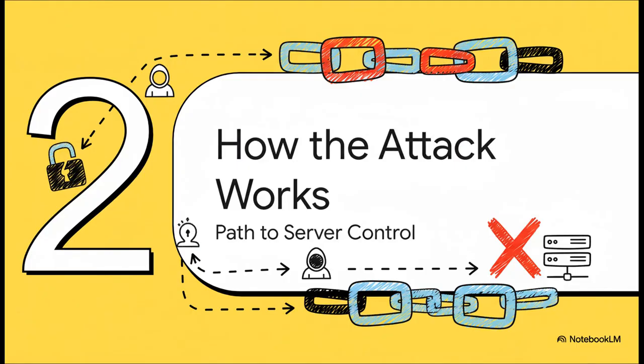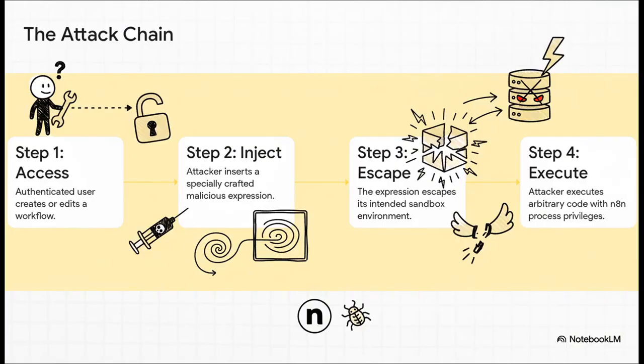So how does an attacker actually exploit this popular tool? You might be surprised. The path from being just a regular user to having full control of the server is, well, alarmingly straightforward. The attack happens in just 4 simple steps. And get this, the attacker doesn't need to be some high-level admin. They just need basic user access, enough to create or edit a workflow. From there, they inject a malicious piece of code that breaks out of its little digital container, the sandbox, and just starts running wild, directly on the server.